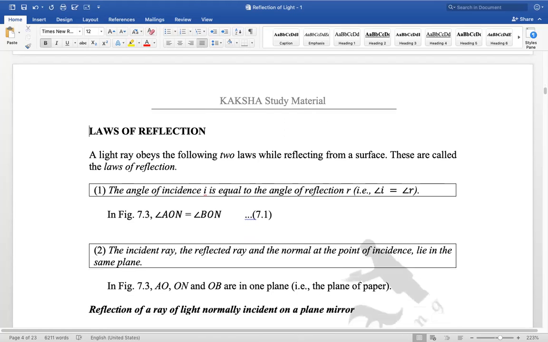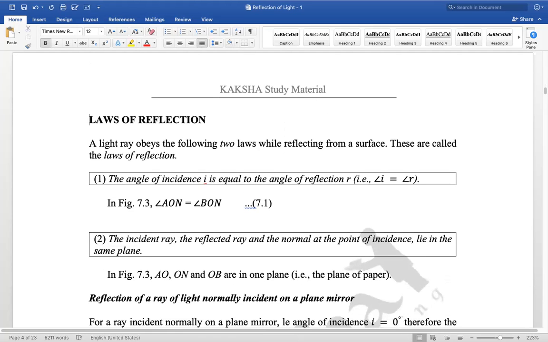So a light ray obeys the following two laws while reflecting from a surface. These are called the laws of reflection. दो law of reflection होता है. एक law of reflection है कि angle of incidence I is equal to angle of reflection R, और दूसरा law of reflection है कि the incident ray, the reflected ray and the normal at the point of incidence all lie in the same plane. Okay? So a light ray obeys the following two laws while reflecting from a surface. These are called the laws of reflection.